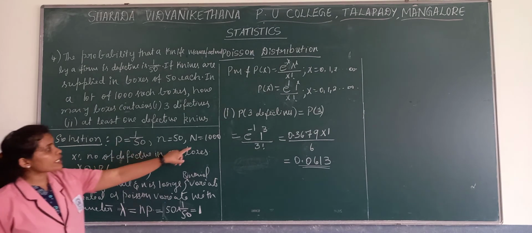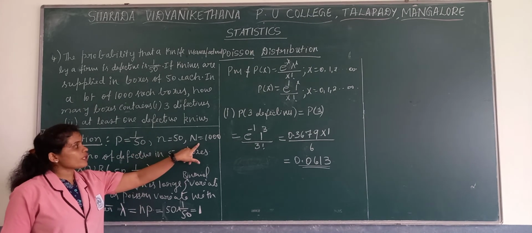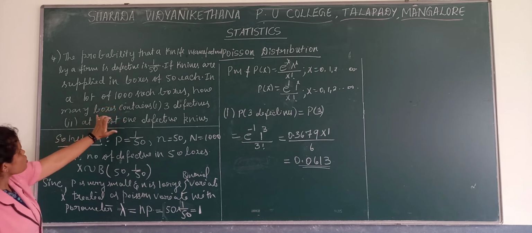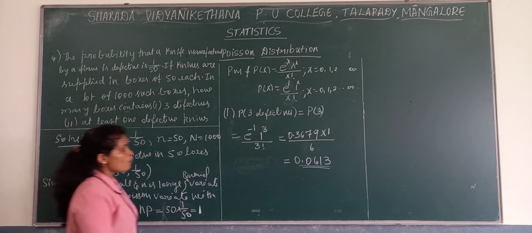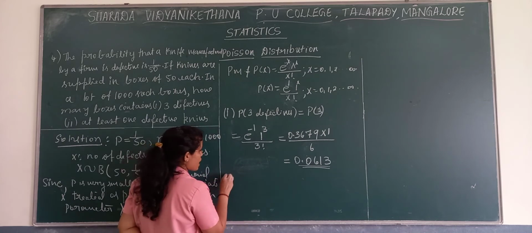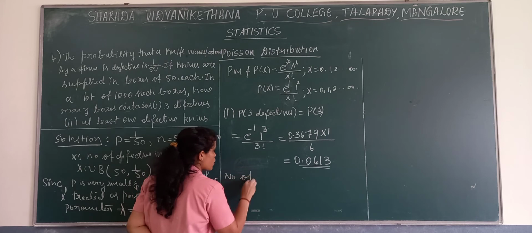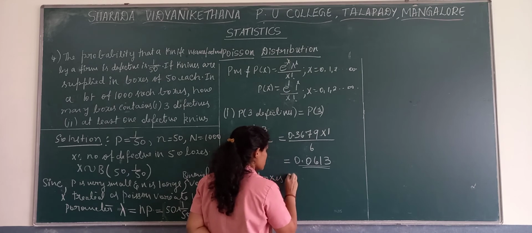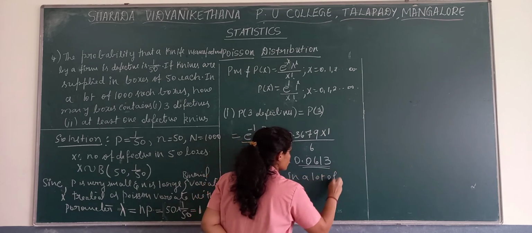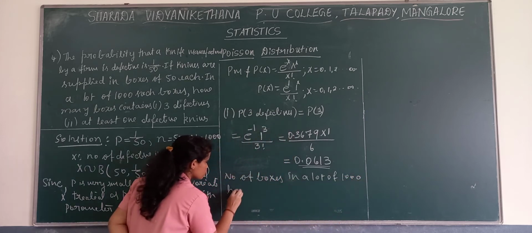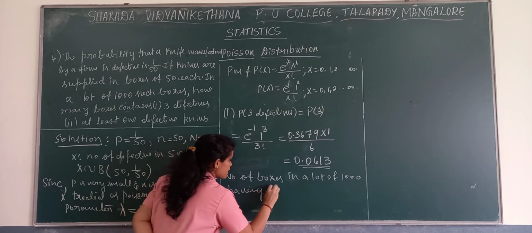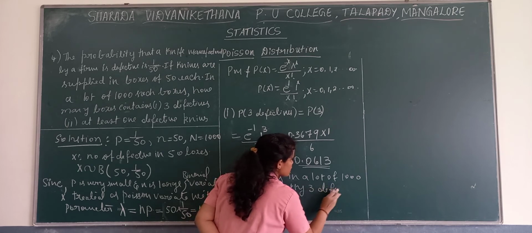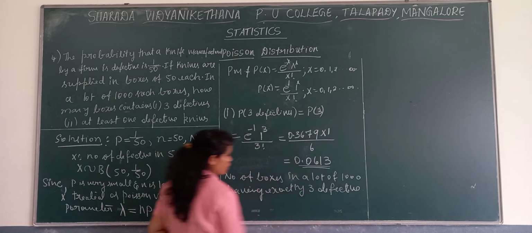But here we have capital N. Now the number of defectives in a lot of 1000. In a lot of 1000 such boxes, how many boxes contain exactly 3 defectives? What we need to do?